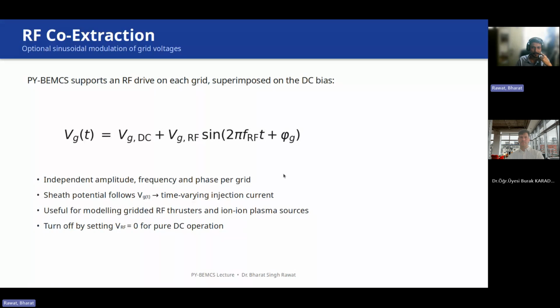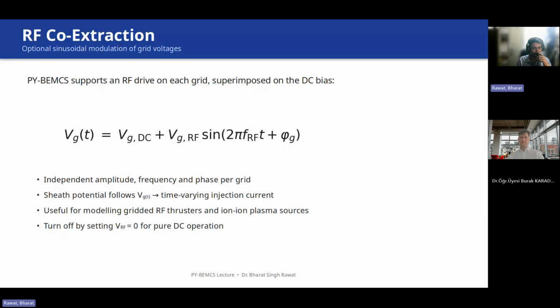And this is the expression which is used to apply the RF sinusoidal pulse. And this can be used for co-extraction. There have been some ion sources. The most famous one that I can recall is the iodine ion source by a company called ThrustMe, which demonstrated the iodine propulsion in space. And those collaborators have demonstrated RF co-extraction with electrons and ions as well.